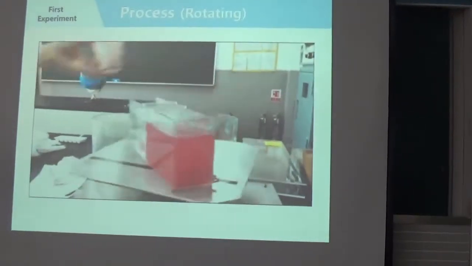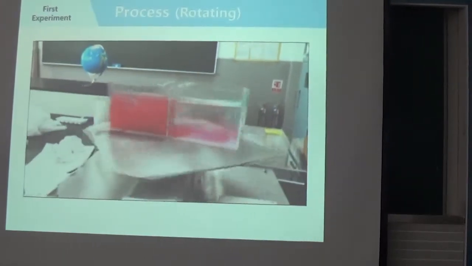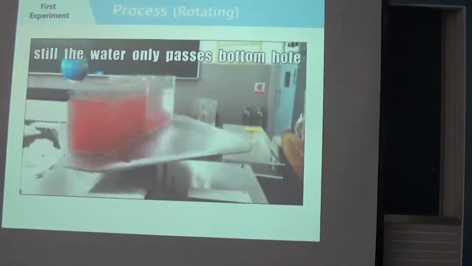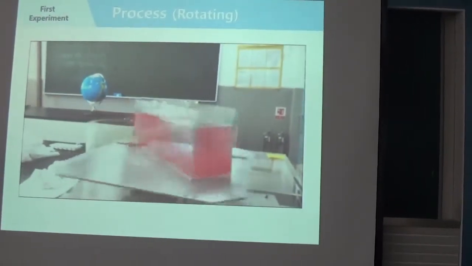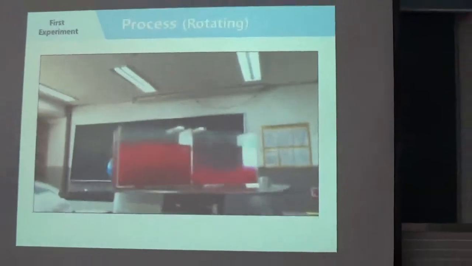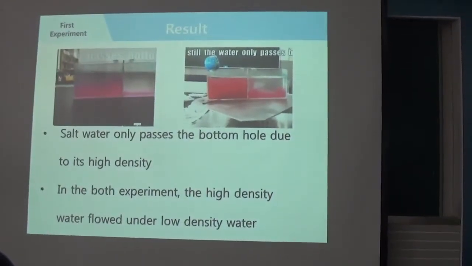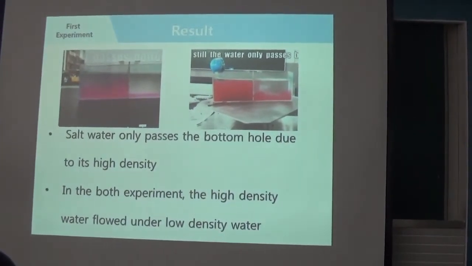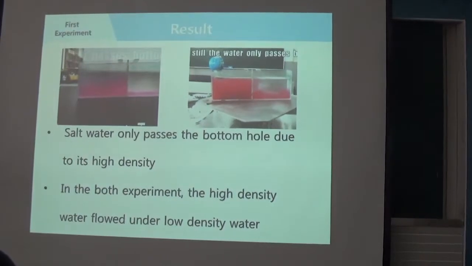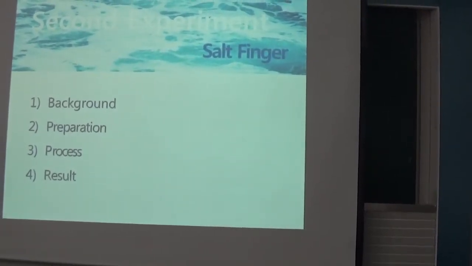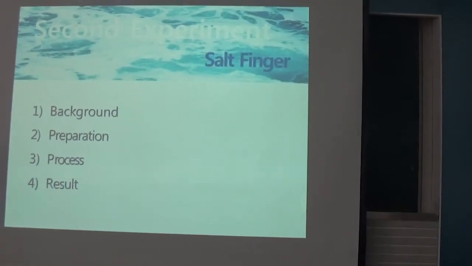After that, we pour water with salt and ink mixed together. Compared to the experiment without stabilized water, the surface of the water looks different, but still the water only passes through the bottom hole. Even though the shape of the surface was different compared to the first experiment, we could observe that in both experiments, the high-density water flowed under low-density water.